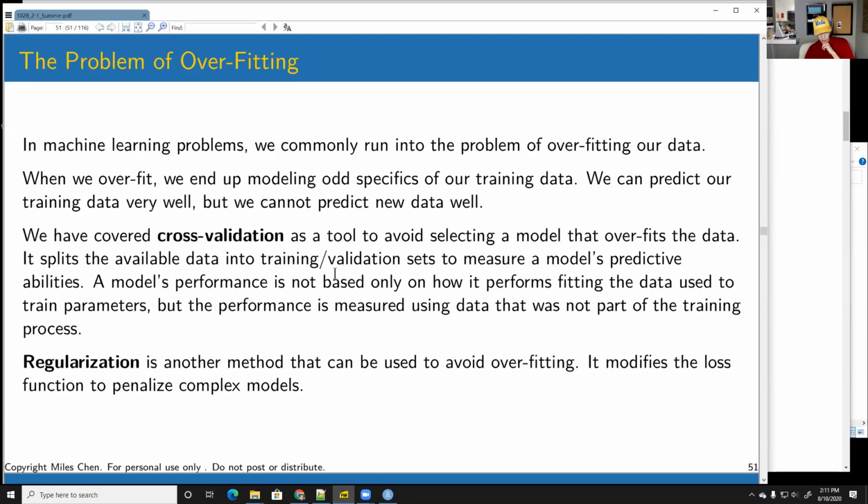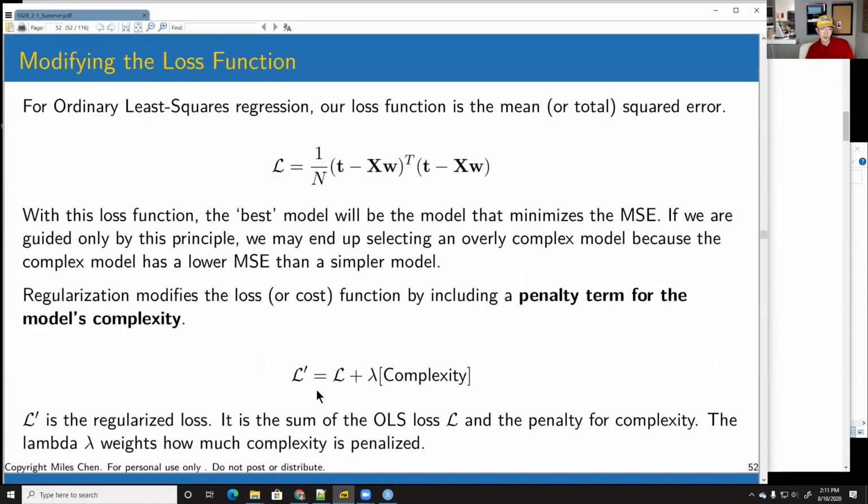So cross-validation, we learned that last week. That's one method that helps us avoid overfitting, okay? And then regularization is another method, okay? What it does is it modifies the loss function itself, and it penalizes complex models. So let me explain, okay?